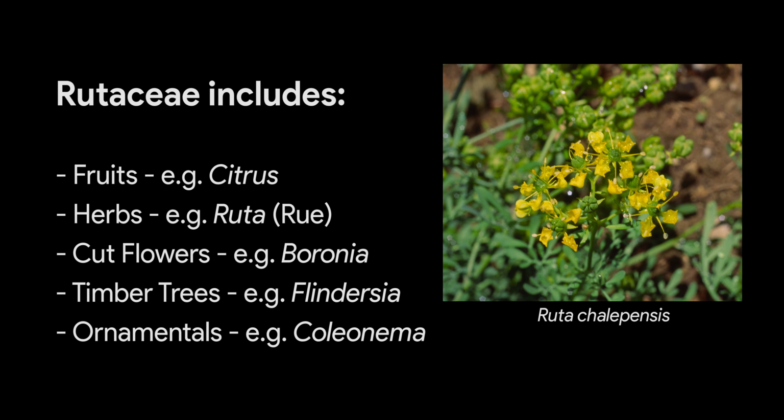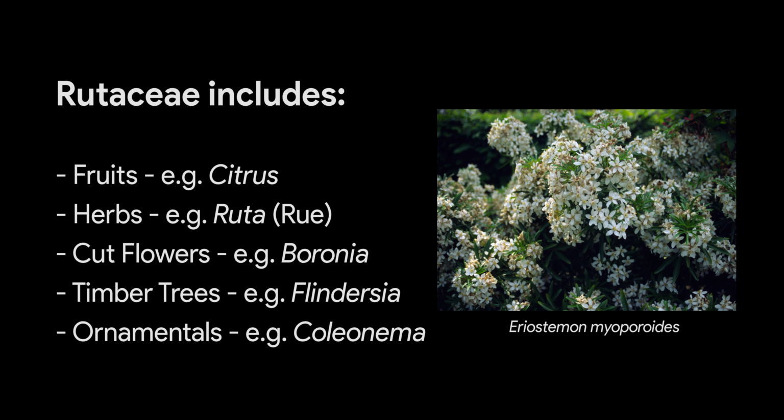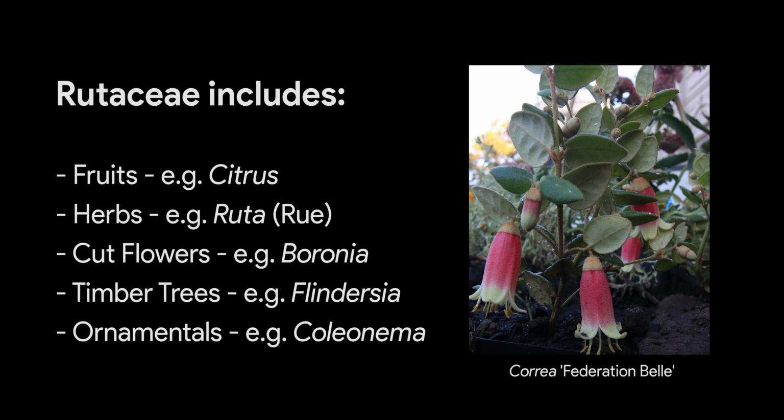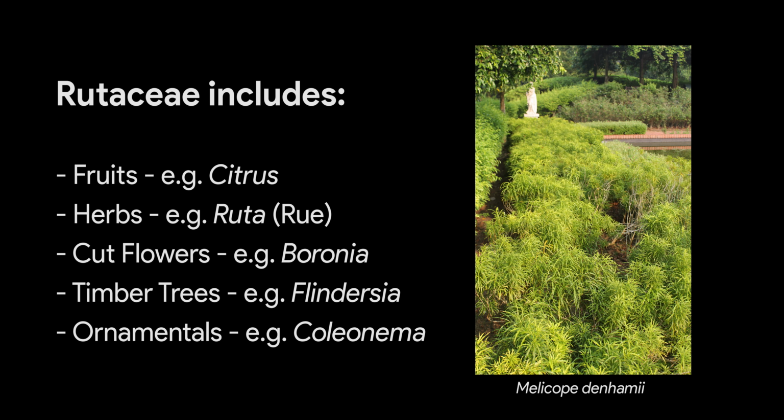Rutaceae is an important plant family which includes edible citrus fruits, culinary and other herbs, commercial cut flowers, timber trees, and many significant ornamental plants. There are around 160 genera. Experts vary, suggesting between 1,500 and 2,000 species, sometimes many more. These include trees, shrubs and herbs. They come from both tropical and temperate zones, particularly from Australia and southern Africa.